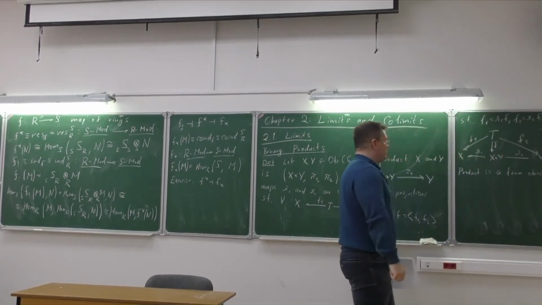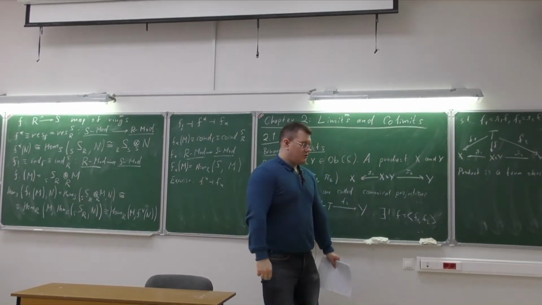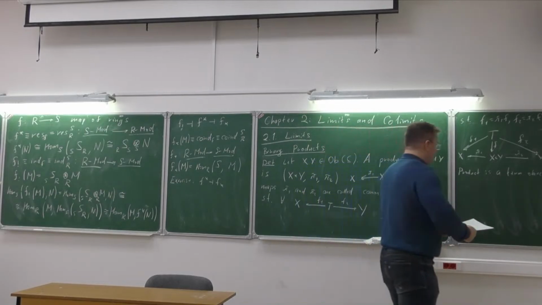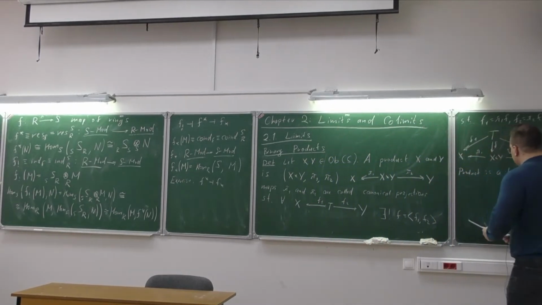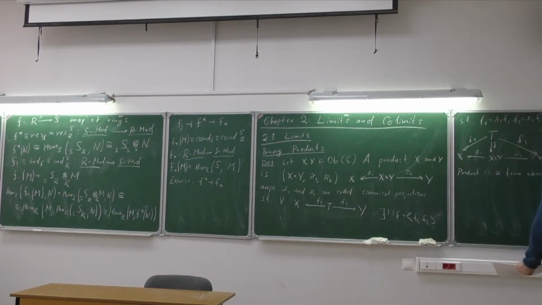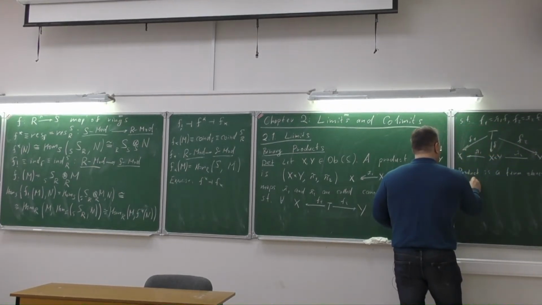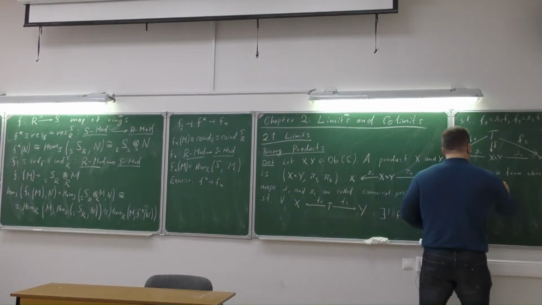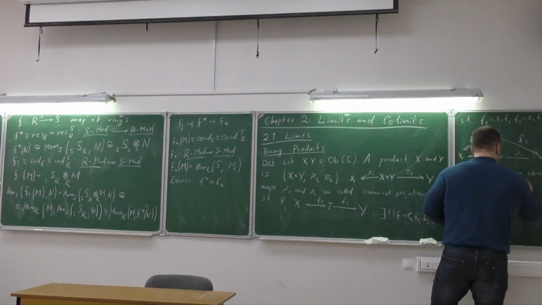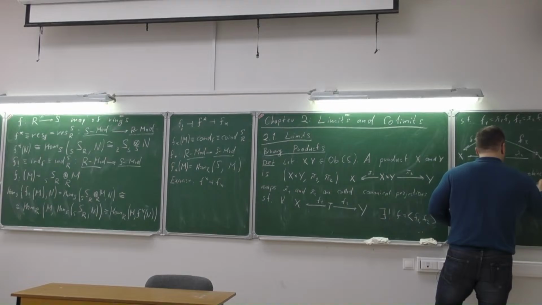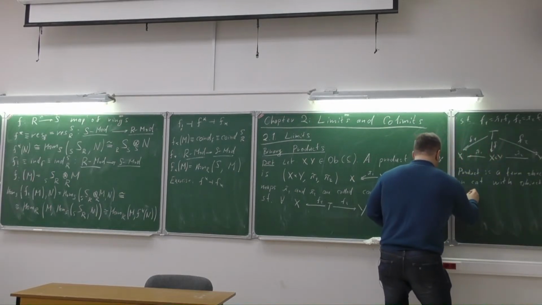I promised you that more or less what we're going to study is terminal and initial objects in some categories that we're going to construct from the given data. So product is also an example of some terminal object. Now, in the category with objects being just such triples.